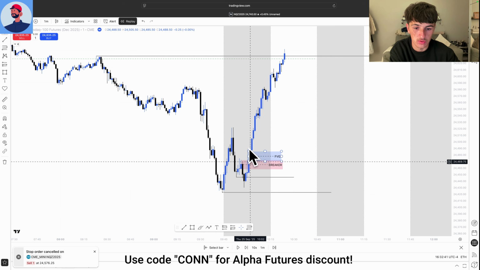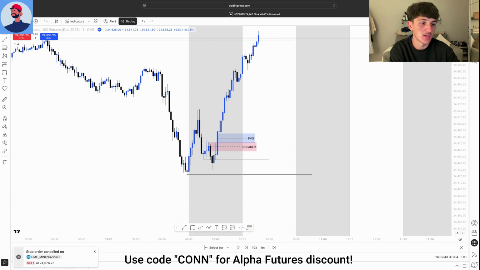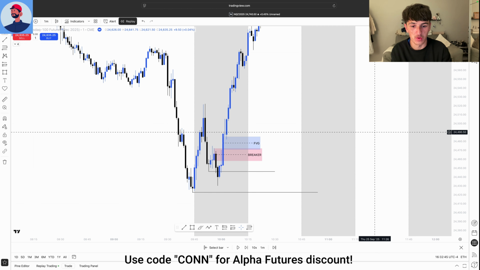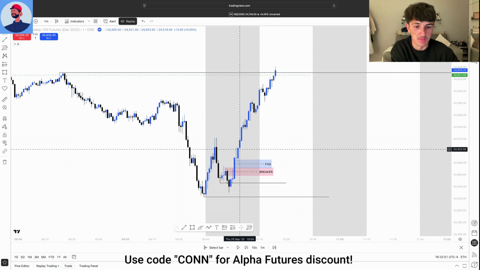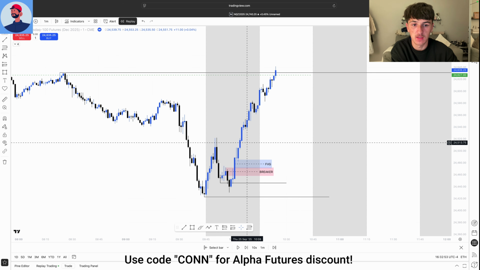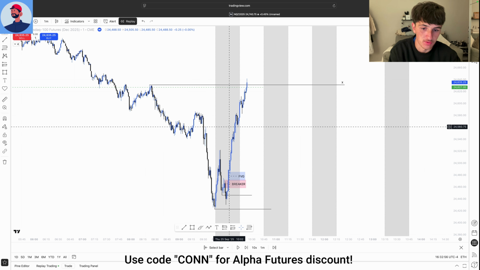Like, this is such a good trade right here. This is textbook. If somebody asked me what is the unicorn model, this is the trade I'll show them, and that's why I made a video on it, because it's just perfect. The way we moved up, the displacements up, the speed, like, everything was just great about this trade.